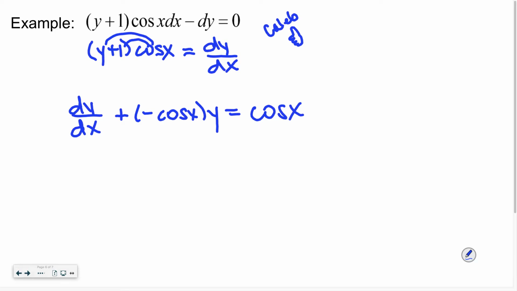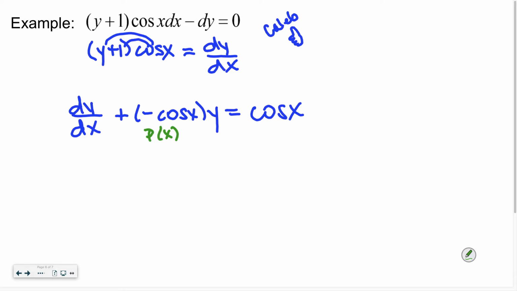Whatever is being multiplied times y is your p of x. Please remember that. And keep in mind that we want addition, so if there is a negative sign, you need to account for that in your p of x.